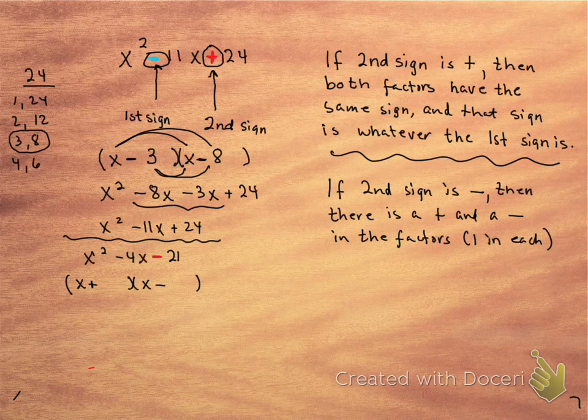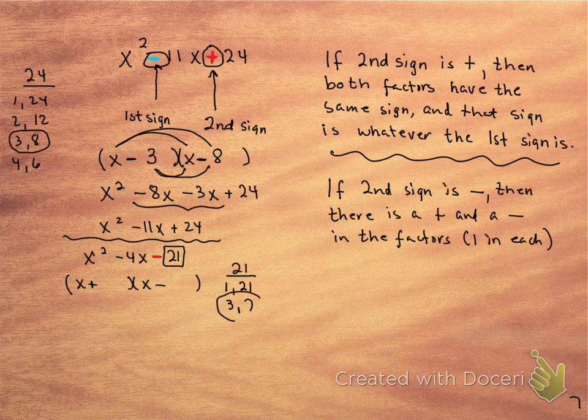For example, we need two numbers that multiply to be 21. So all the factors of 21: 1 times 21, and 3 times 7. That's all we've got. We've got no other options to get the multiples of 21. Those are the only numbers that multiply to give you 21. Now, some combination of plus and minus is going to give us a negative 4.